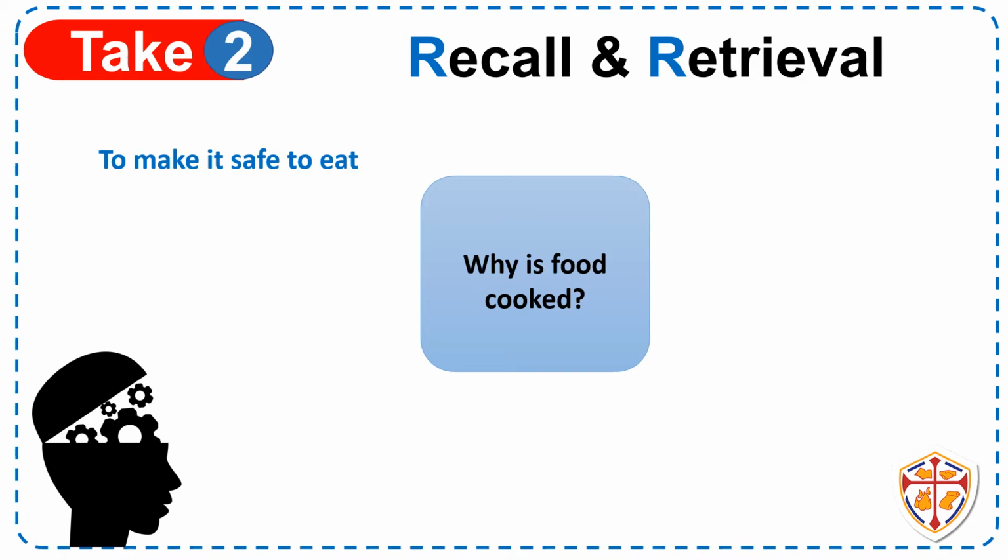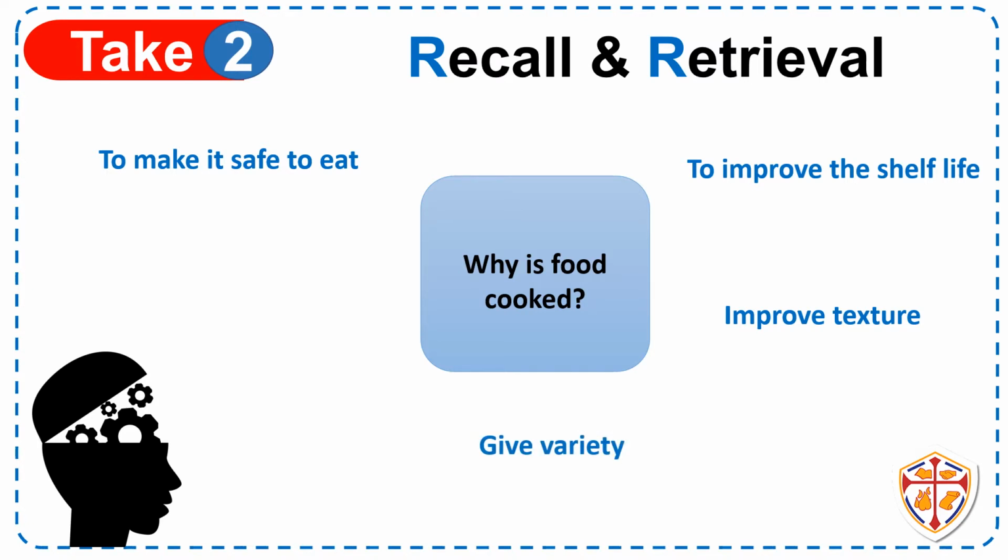To make it safe. Remember the chicken, you would never eat it raw. Improve the shelf life. An example of this would be fruit or vegetables. Improve the texture. Red meat or certain fish are improved with heat. Give variety. Think about potatoes as creamed, boiled or deep fried. Develop flavour. Once cooked, pastry or bread dough has a much more appealing flavour and is much more digestible.